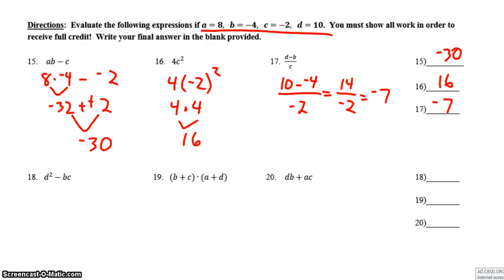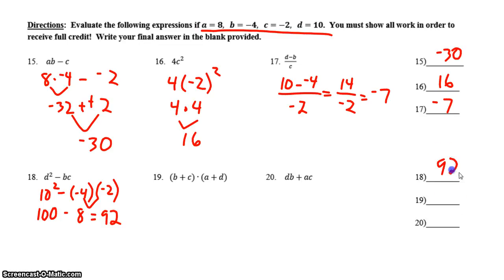In 18, we have d squared, so that's 10 squared, minus b, which is -4, and c in this case is -2. So 10 squared is 100. I'm also going to do this multiplication before subtraction. -4 times -2 is +8, and 100 minus 8 is 92. So that's your final answer in that case.